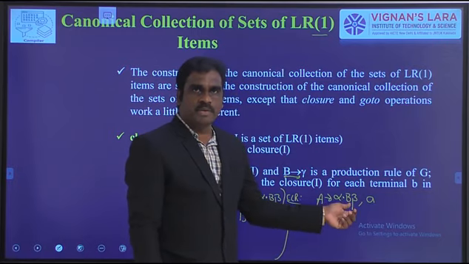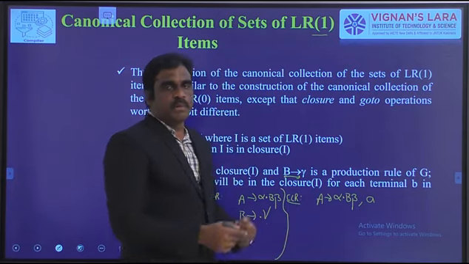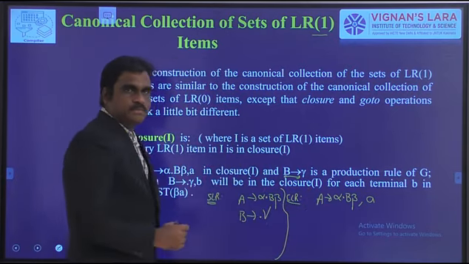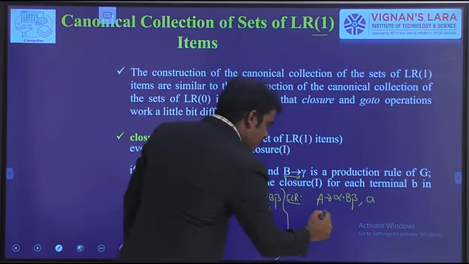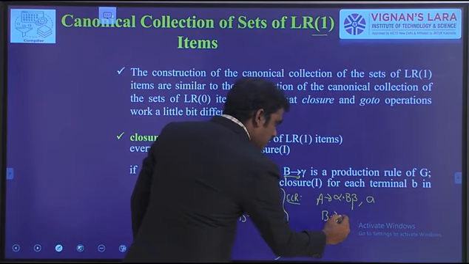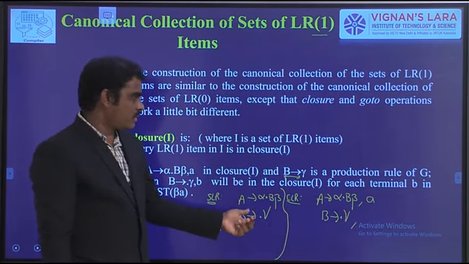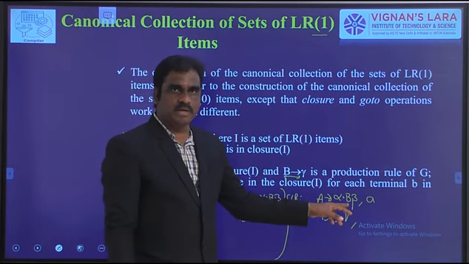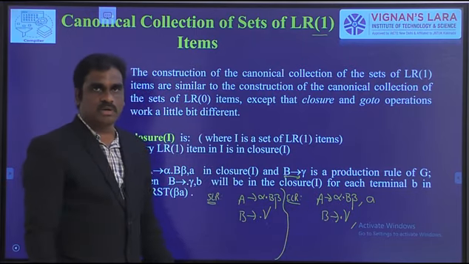Suppose dot followed by B. What is B? B is a non-terminal. So you have to write the B productions like this. The production is B → gamma, so you have to write B → dot gamma. Same way as SLR: A → alpha dot B beta, where dot followed by B is a non-terminal. So write the non-terminal production B → dot gamma. Here also B → dot gamma.